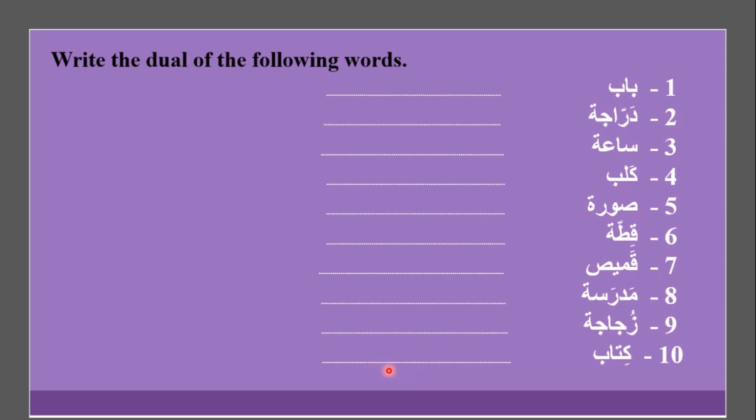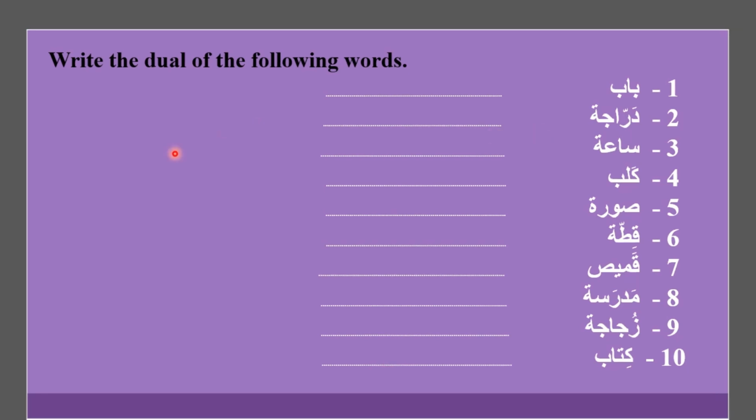7 is qamis. Qamis, shirt. How do you say 2 shirts? 8 is madrasa. Madrasa, school. How do you say 2 schools? 9 is zujaja. Zujaja, bottle. So how do you say 2 bottles? And don't forget number 8 and 9 are both feminine. And the last one is kitab. Kitab, book. How do you say 2 books?